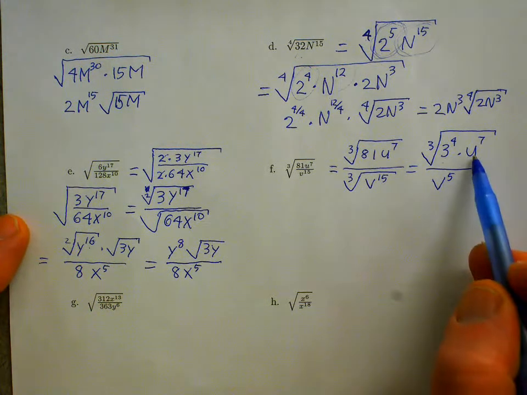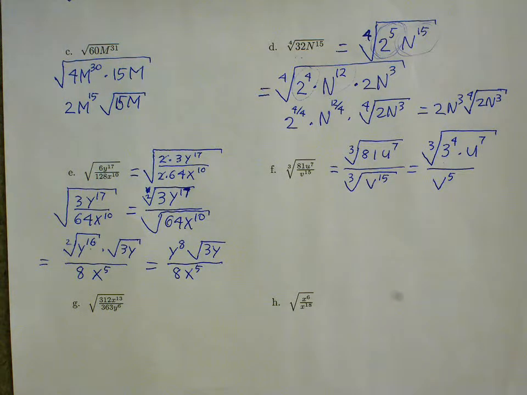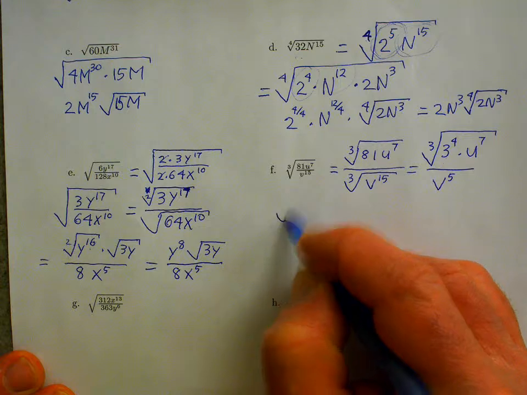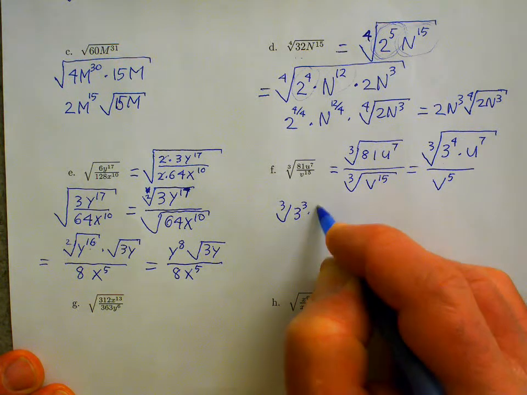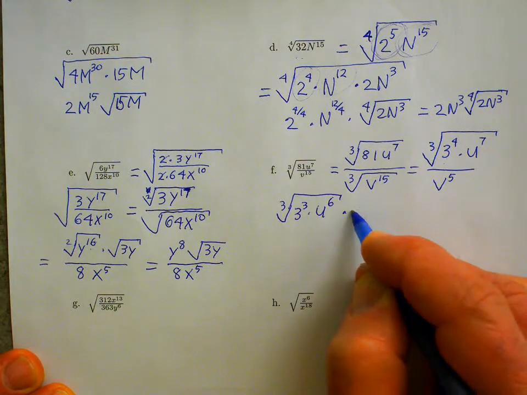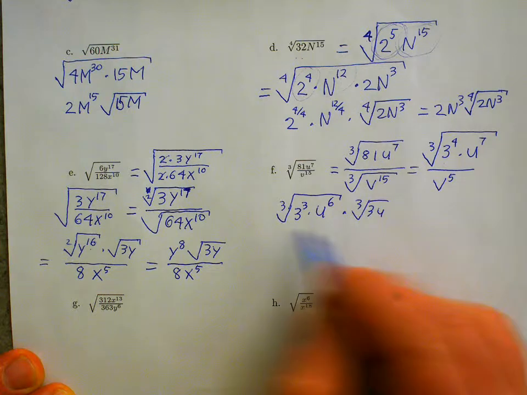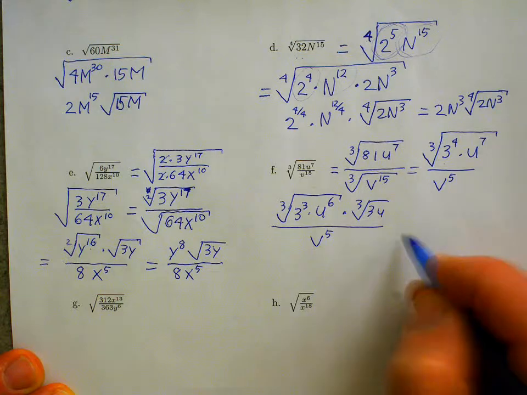What's the largest factor of u to the 7th that's a perfect cube? U to the 6th. Okay, so let's rewrite the numerator as the cubed root of 3 to the 3rd times u to the 6th multiplied by the cubed root of the remaining factors, 3 times u. And the denominator is already simplified to v to the 5th.